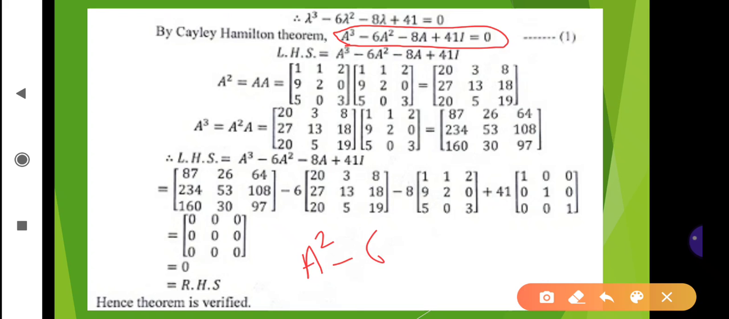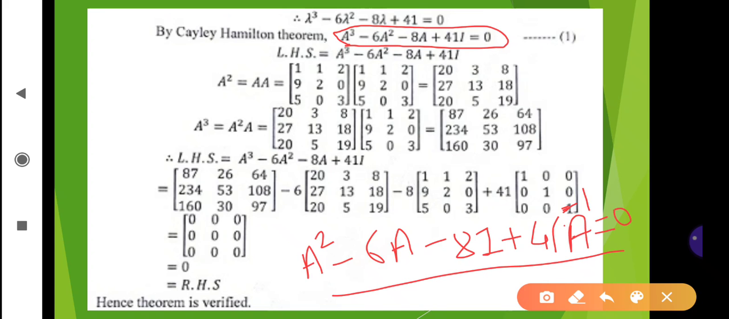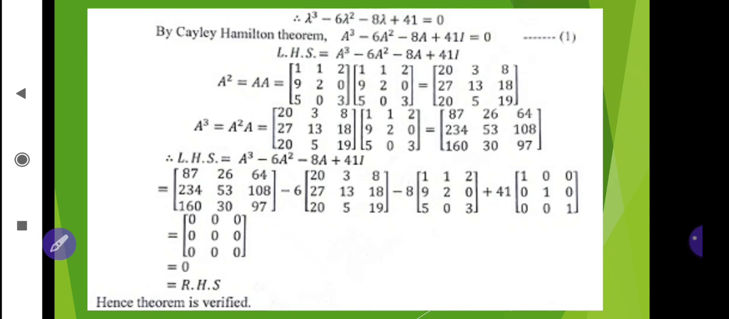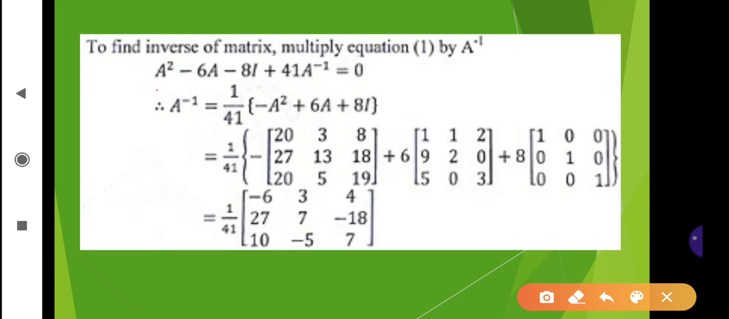Then minus 6 into A inverse into A square becomes A, as one A gets cancelled. Minus 8 into A inverse, we will get identity, plus 41 I into A inverse, we will get A inverse, is equal to 0. So by multiplying equation number 1 by A inverse, we get this statement. I am going to write this statement as it is in the next slide. We will get A square minus 6A minus 8I plus 41 A inverse is equal to 0.